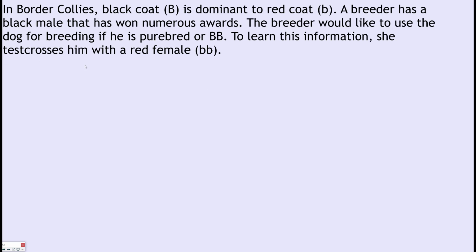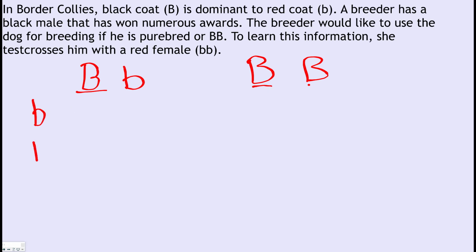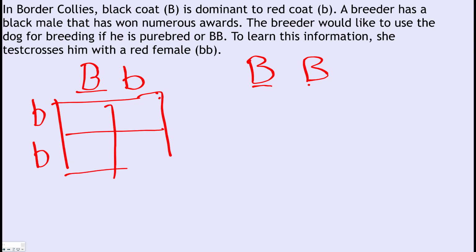For this, you're going to have two different options, right? The border collie could either be heterozygous, which will still give you the black coat because you have your dominant, or homozygous dominant, which will still give you the black coat because you have your dominant. You're going to test cross this with a homozygous recessive. You must know the genotype of this one in order to test cross. So there's my Punnett square, and here's my test cross with my other Punnett square.